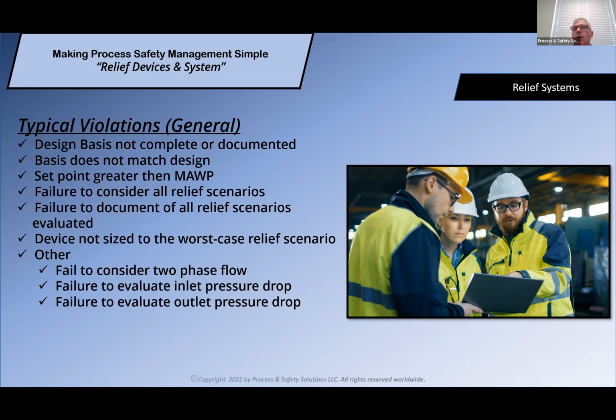We looked at relief scenarios. We had 15,000 pounds an hour for the fire case, and we had 20,000 pounds an hour for the blocked-in case. But the relief valve was sized for the fire case and not the blocked-in case. We see that quite often as well. Others is you fail to consider two-phase flow. In this particular case that we're talking about, 20,000 pounds an hour was all liquid because it was a blocked-in case, where the fire case was all vapor. So failure to look at what was actually being relieved was even worse from that perspective.